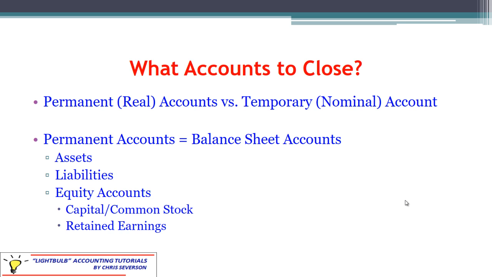So the question is, what accounts do we close? What accounts stay open? The permanent accounts, known as real accounts, don't get closed. They keep a balance, versus the temporary or nominal accounts that do get closed down. So the permanent accounts that retain their balance from period to period are basically the balance sheet accounts: all of our assets, all of our liabilities, and our equity accounts like capital or common stock and retained earnings. They retain a balance.